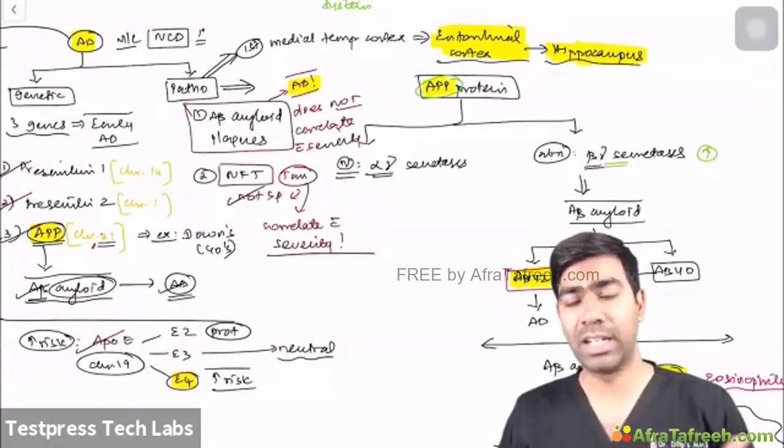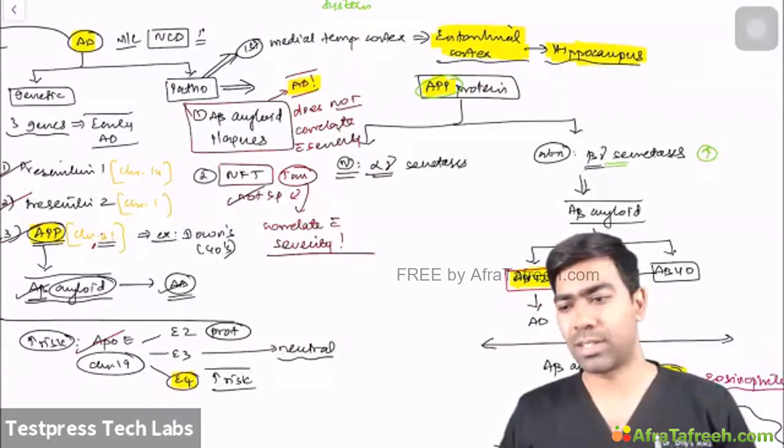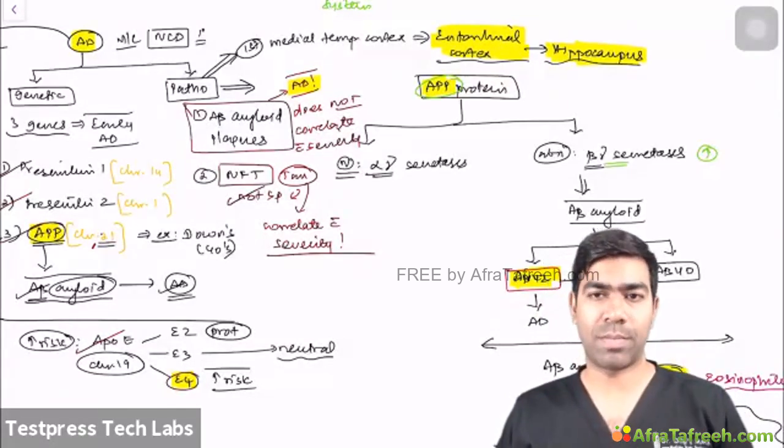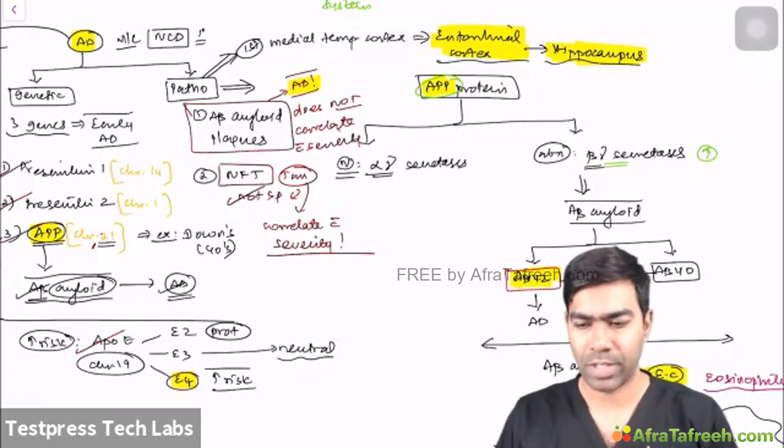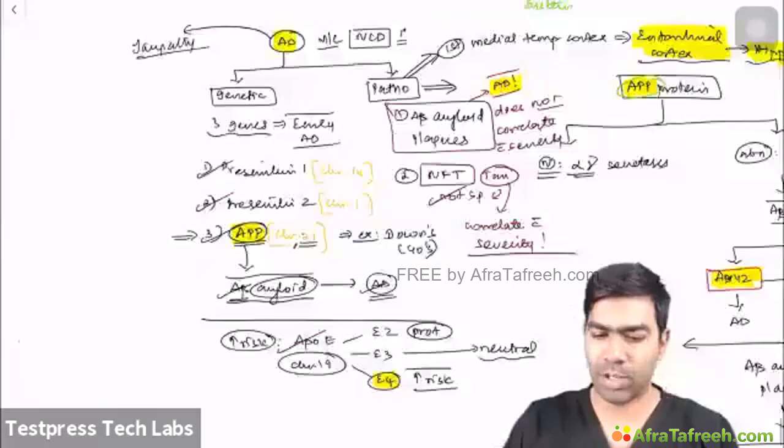So the first thing that gets damaged in Alzheimer's disease is the short-term memory loss. So they will not be able to form new memories. Anterograde amnesia is the earliest finding. Inability to form new memories. That's typical of Alzheimer's disease.